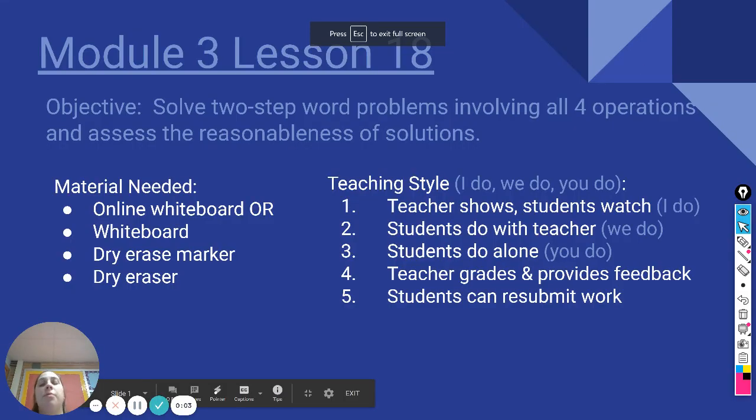Today we're doing Module 3, Lesson 18. The objective of today's lesson is to solve two-step word problems involving all four operations, so that means adding, subtracting, multiplying, and dividing, and assess the reasonableness of solutions. The materials needed for today are your online whiteboard or your whiteboard, dry erase marker, and dry eraser. And the teaching style we're going to follow is where I do it, we do it together, and then you do it on your own.